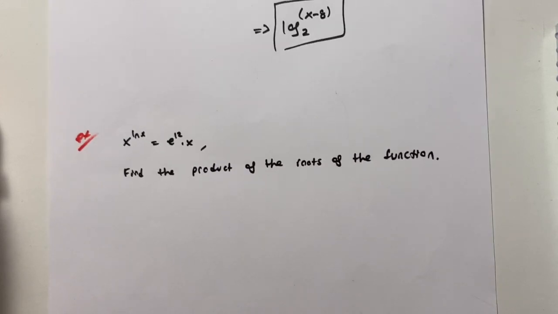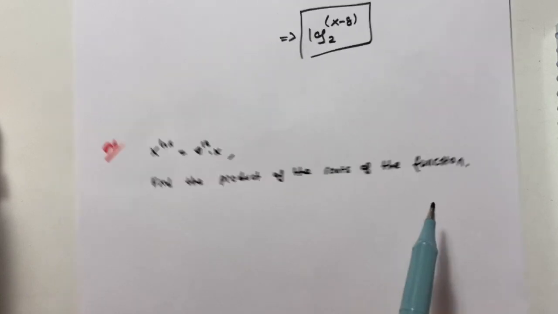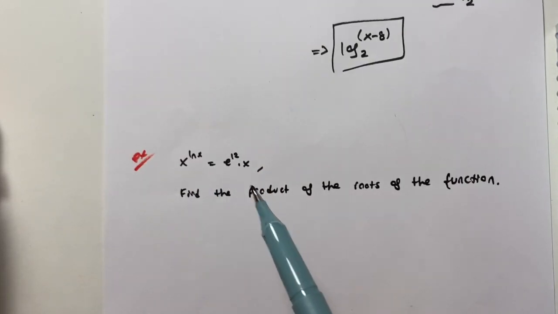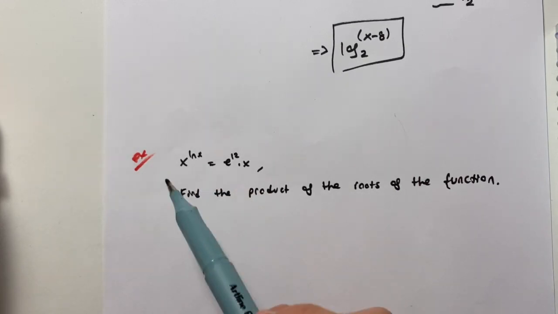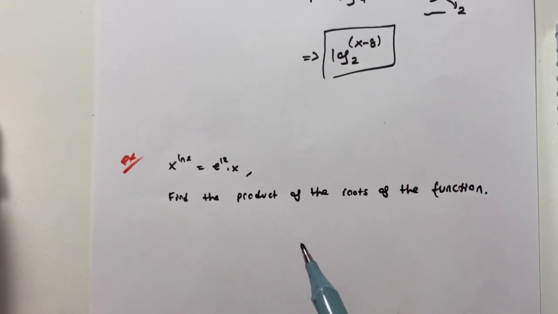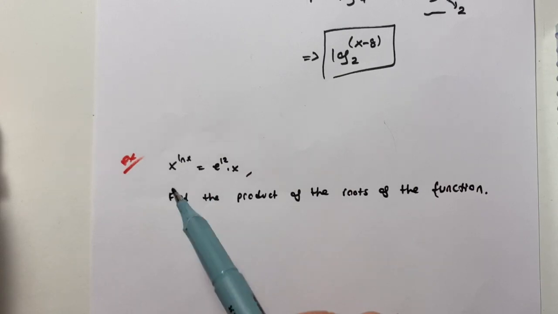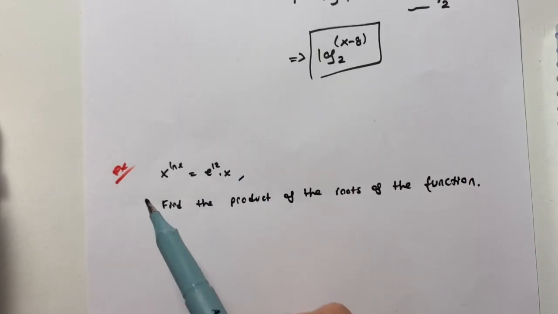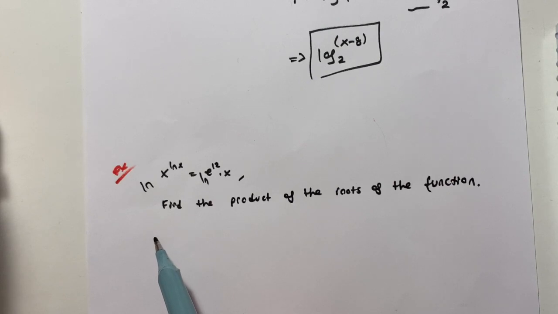This question says find the product of the roots of the function. But first of all, we have to find the roots. If you check the equation, we can't cancel out any factors because there's a secret e. We can't cancel them out. So if we are stuck like this, we are going to take the ln or logarithm of both sides, but we have ln here, so we are going to take the ln of both sides like this. I'm going to write the new equation.